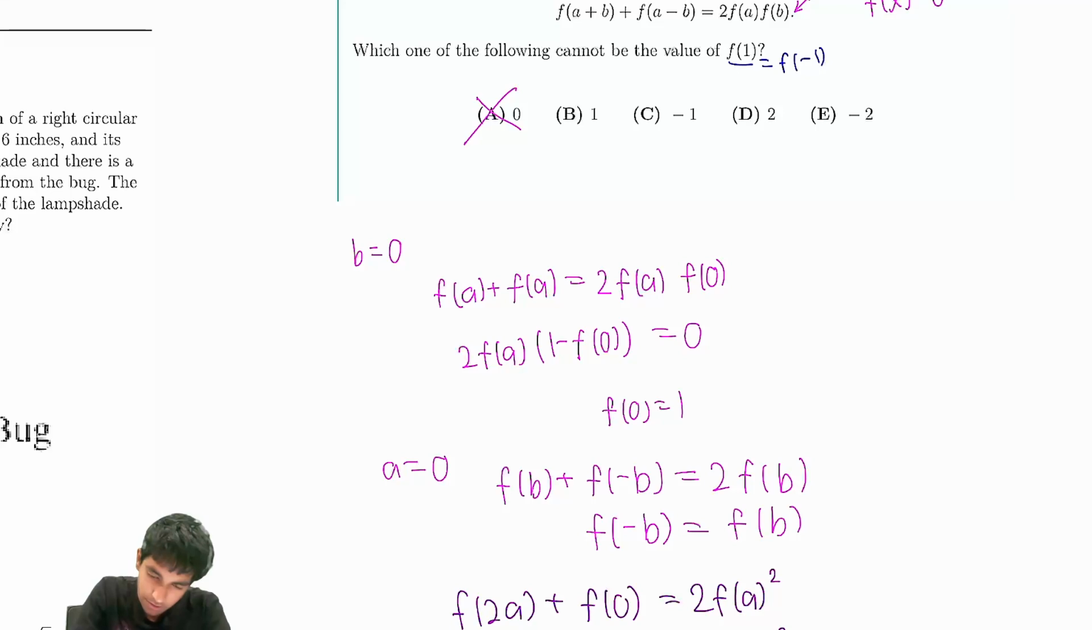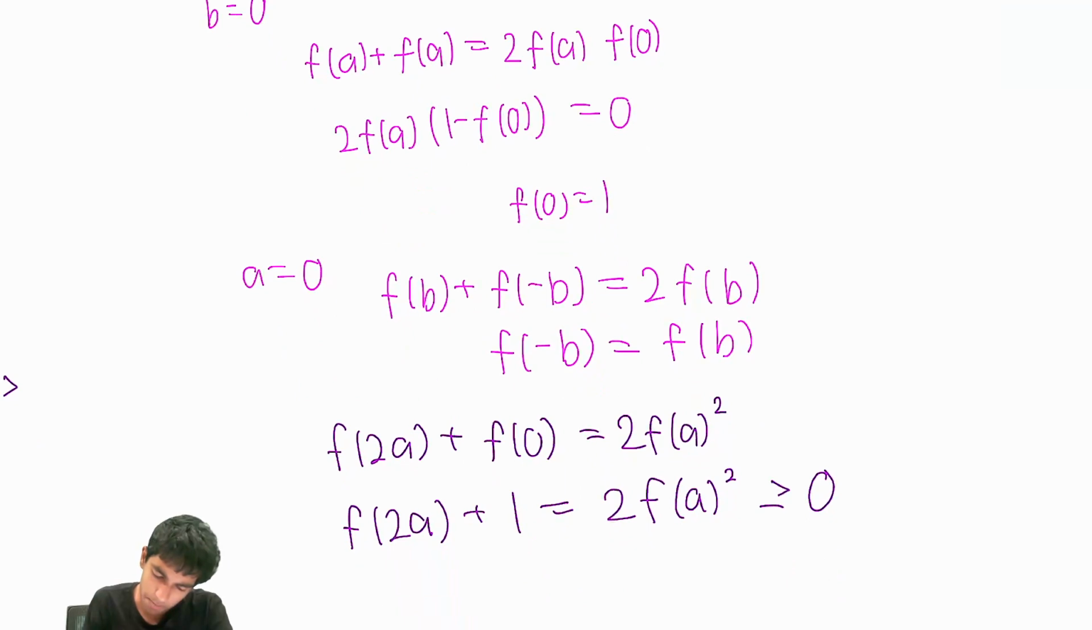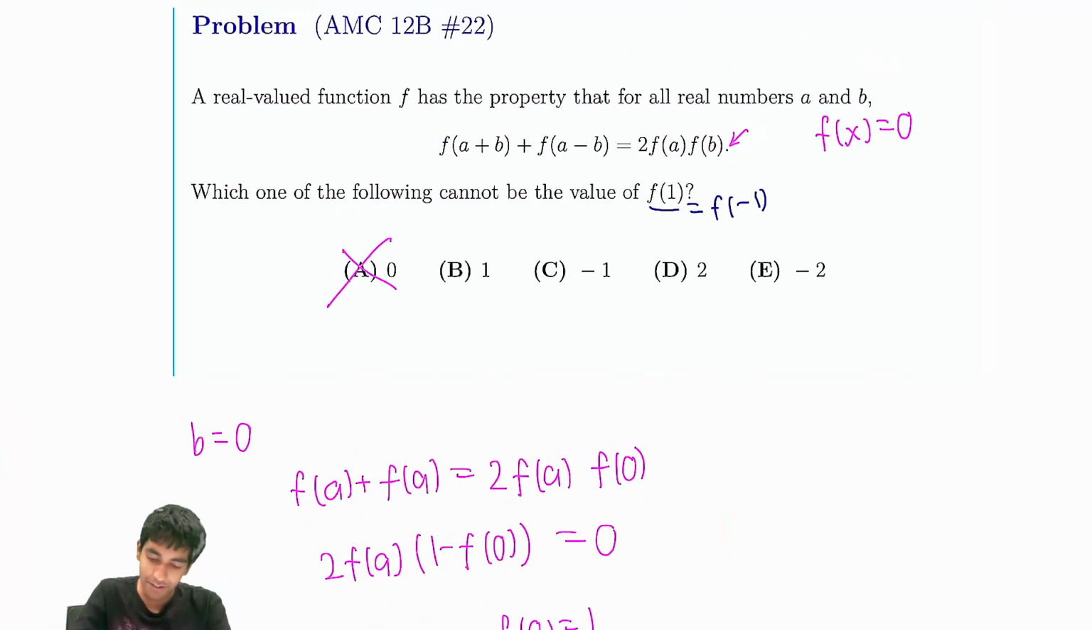So the key thing you might notice is the square. What do we know about squares? We know squares are always greater than or equal to 0, correct? So f of 2a plus 1 is greater than or equal to 0. What if we plug in a equals half? That would give us f of 1 plus 1 is greater than or equal to 0, or f of 1 is greater than or equal to negative 1. Aha! So therefore negative 2 doesn't work, so that's our answer.